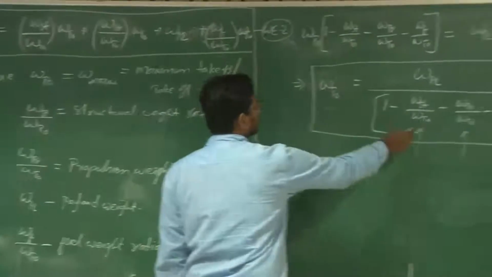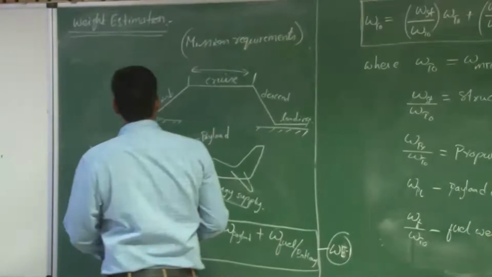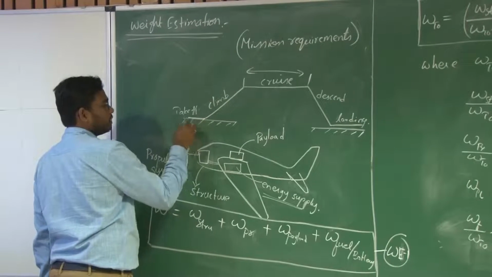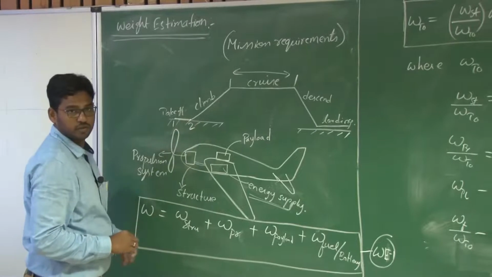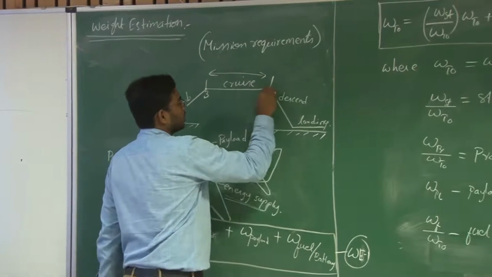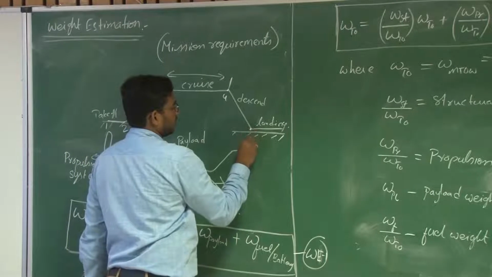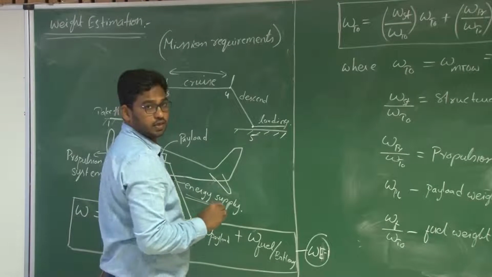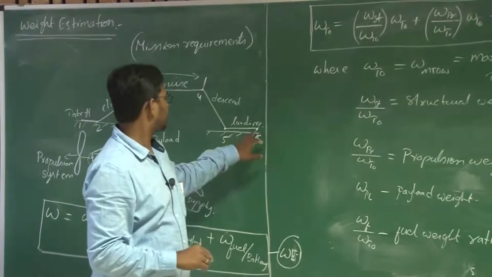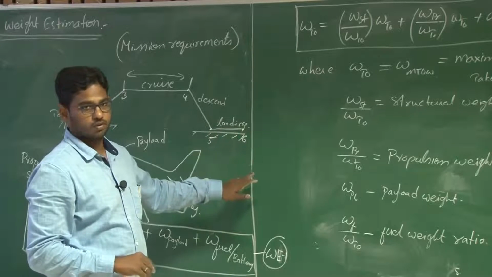First, we need to understand what these weight ratios are. So let us segment this mission profile. The start of takeoff, consider this as 1, the start of climb as 2, the starting point of cruise as 3, the end of cruise as 4, and say 5 is the start of landing, and finally 6 is once you have landed, the end of the mission.